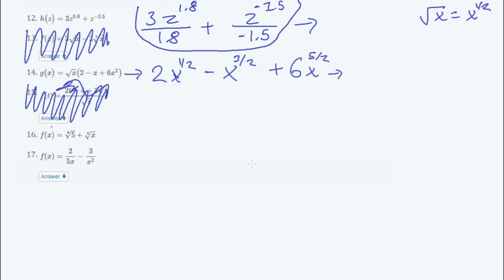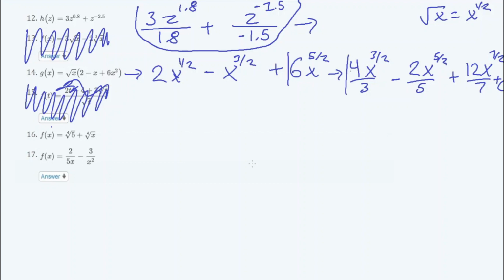And now we find the antiderivative, which is going to be x to the 3/2 power times 4 over 3, minus x to the 5/2 power times 2 over 5. One good way to think about it is however the exponent is, just flip it and multiply it. And we're going to have plus x to the 7/2 power times 12 over 7. And you would also put a plus c at the end. Over here, this would be our answer for number 14.